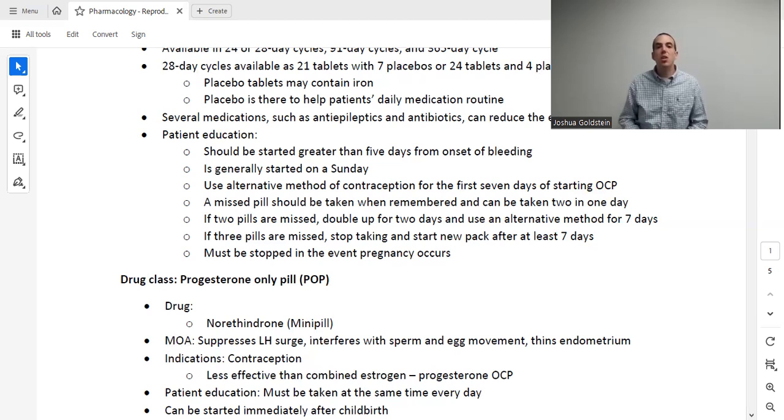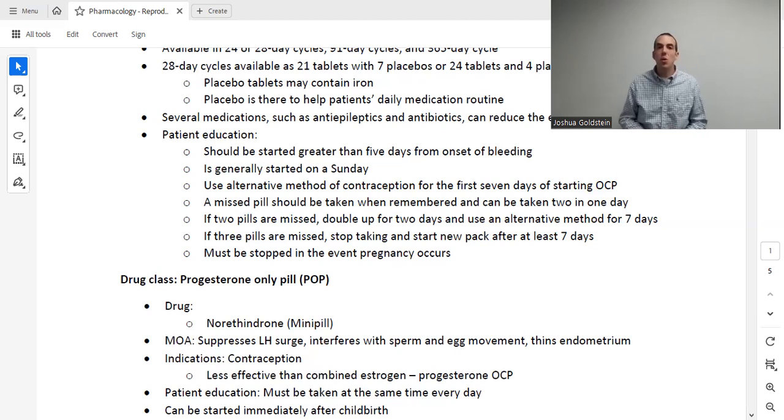The next drug class we're going to look at is a subset of oral contraceptives, but it's not part of COC, or combined oral contraceptives. It's called POP, or progesterone-only pill. The medication here is norethindrone, and there are some other ingredients, and this is known as the mini pill. The mechanism of action actually has 4 different ways that it suppresses the likelihood of a patient becoming pregnant.